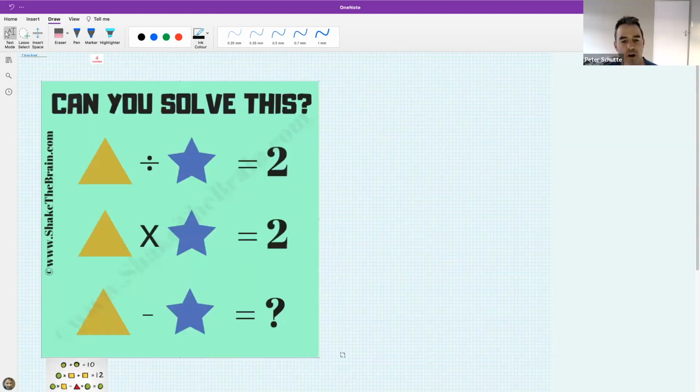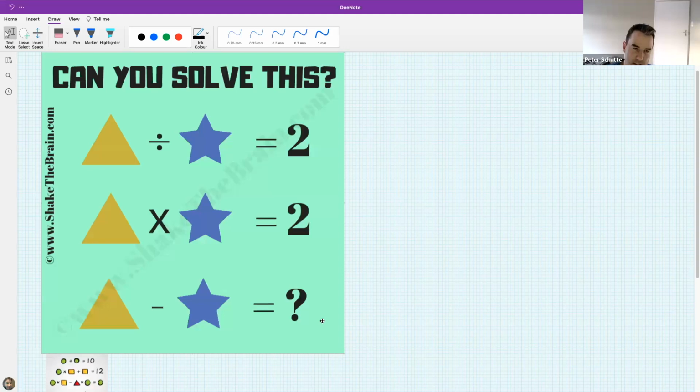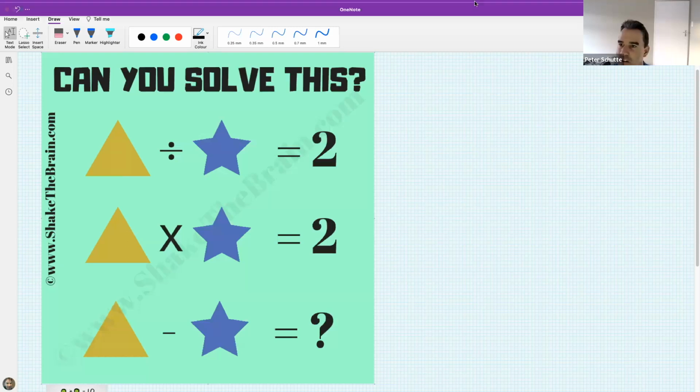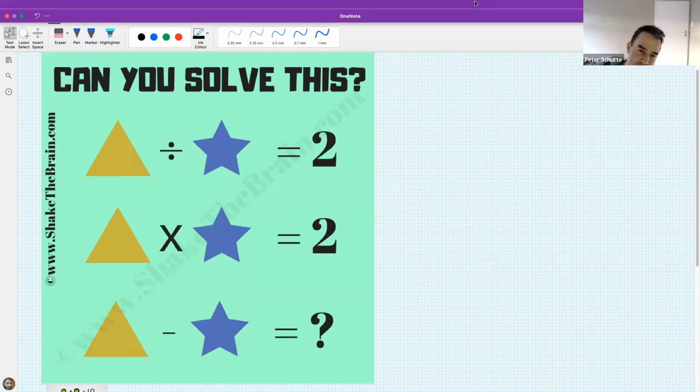So what do you think? Something times something is 2. Something times something is 2. Something minus something is question mark. What do we think the answer to this little puzzle is going to be? And I actually haven't done this before, so you're going to have to help me.